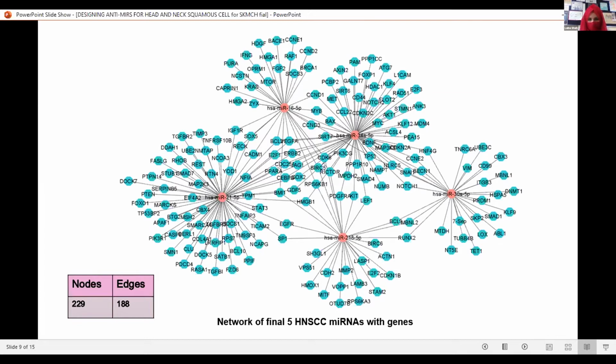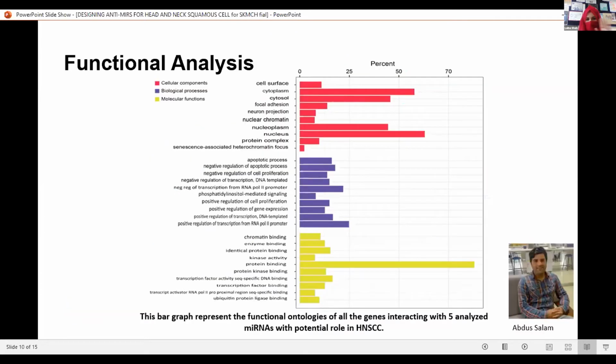So then I performed functional analysis of all the genes to look for where they reside, what biological process they perform, and what their molecular functions are. The pink bar represents their cellular components. As you can see, they are mainly present in the cytoplasm and the nucleus, which means that they are easy to target and easy to analyze.